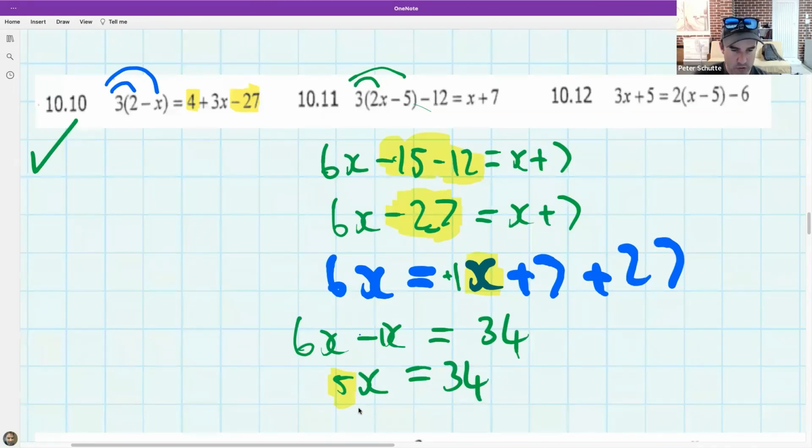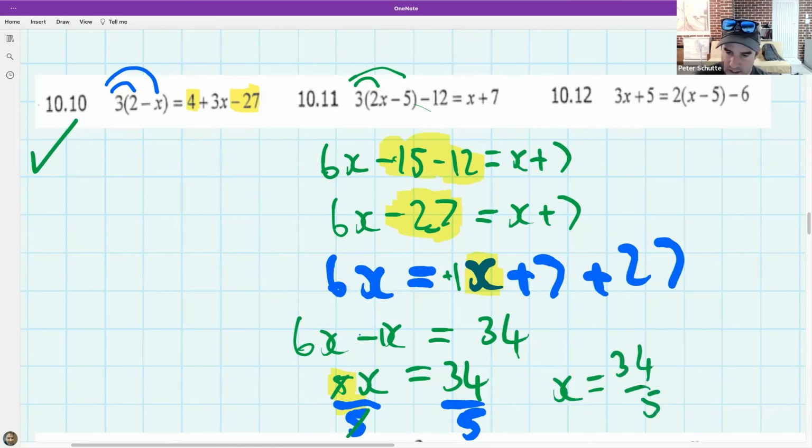So all we need to do is divide both sides by 5. If I do that, the 5s cancel out, and my final answer will be 34 over 5, or if I count up in 5s, it's going to be 6 and 4 over 5.